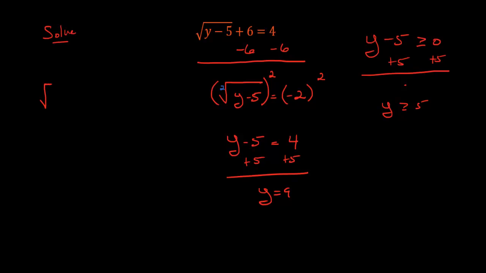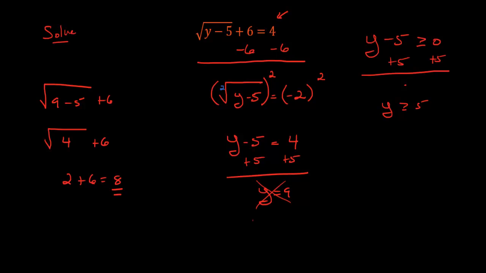And we get 9 minus 5 plus 6, and we get the square root of 4 plus 6. And the square root of 4 is 2 plus 6, but 2 plus 6 gives us 8. And notice here, our value should be a value of 4, and therefore we know y does not equal 9.